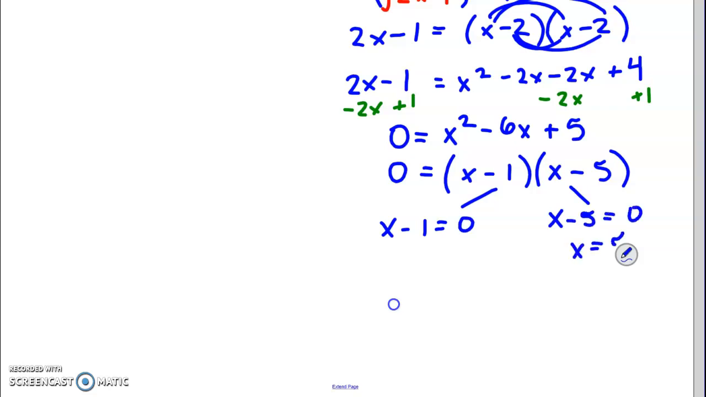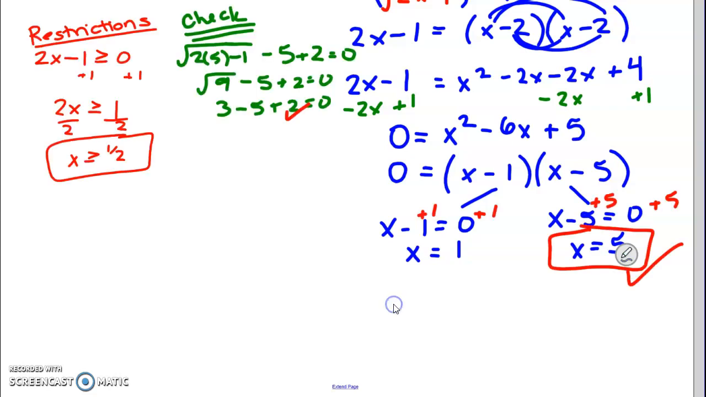So one of my answers is that x equals 5. The other answer is that x equals 1. So two options here for answers. Then you should be doing your restrictions and your check. But on this one, when we try our second check, the second check is with the value of 1.